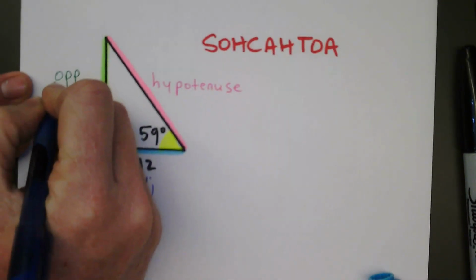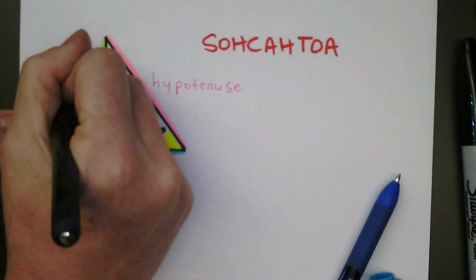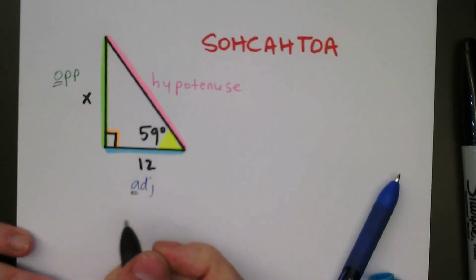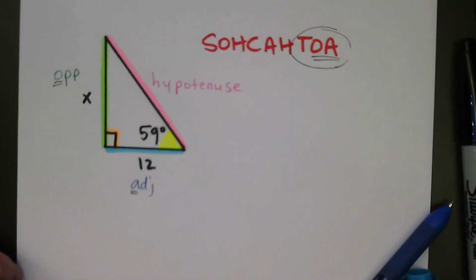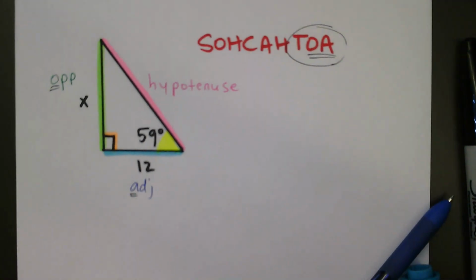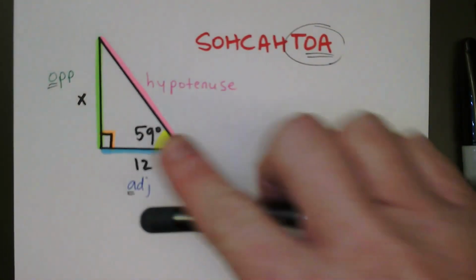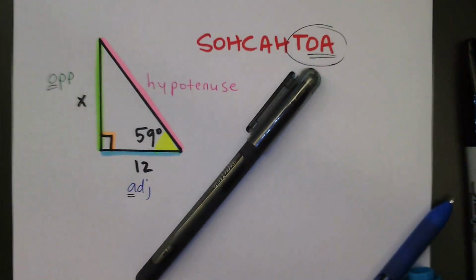So I'm looking for the O and the A, right? O and A. So let's see, O and A, there it is. That's the one I'm going to use. I'm going to use the tangent ratio. So what I'm looking for here is going to be the tangent of the angle.